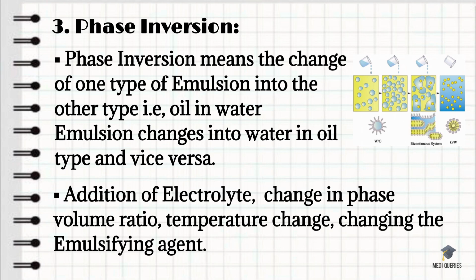Phase inversion can be minimized by keeping the concentration of the dispersed phase between 30 to 60%, storing the emulsion in a cool place, and using a proper emulsifying agent in an adequate concentration.